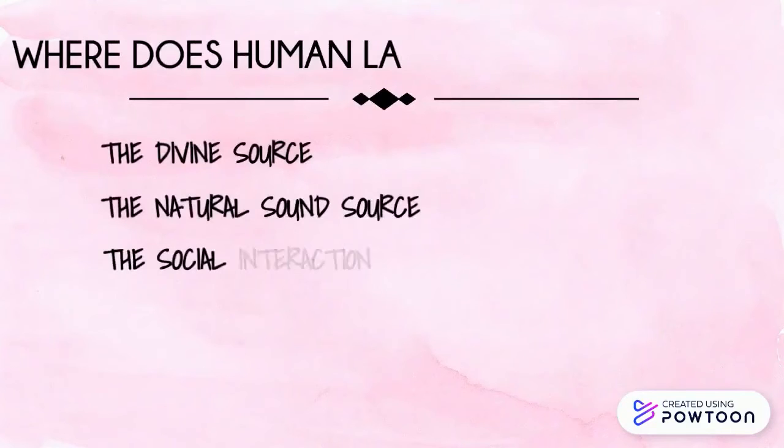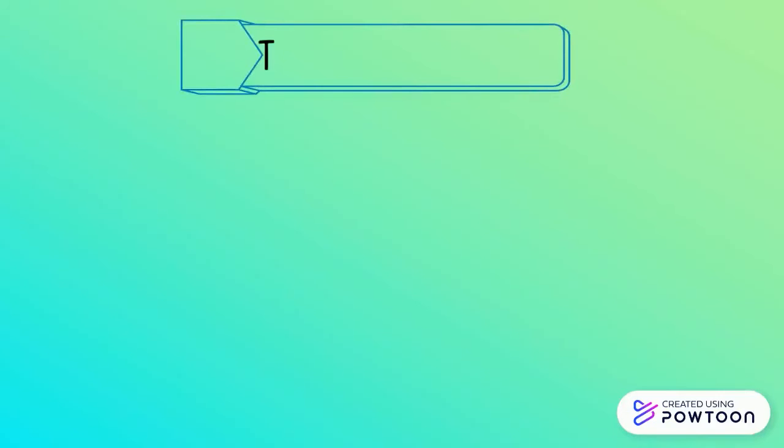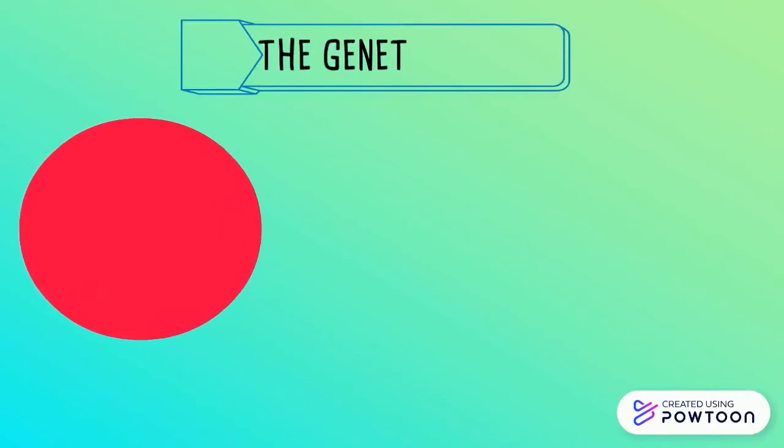Now, the question is, where does human language come from? We cannot provide you with the right answer yet. There are several sources of language proposed by different linguists: the divine source, the natural sound source, the social interaction source, the physical adaptation source, the tool-making source, and the genetic source. In this video, we are going to develop only the genetic source.